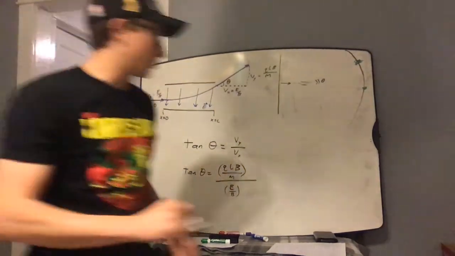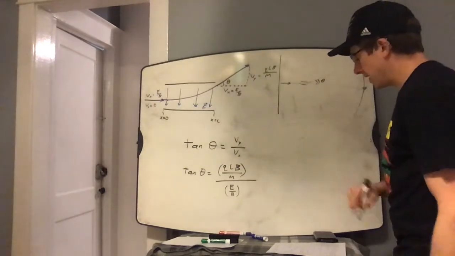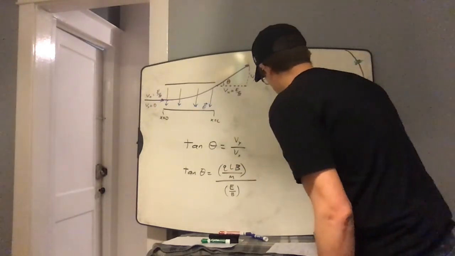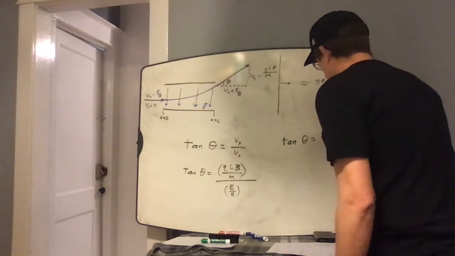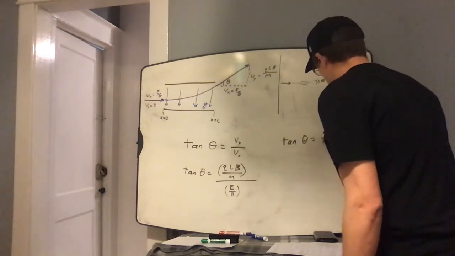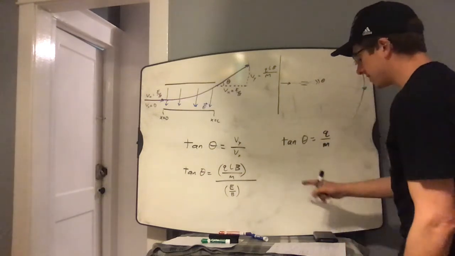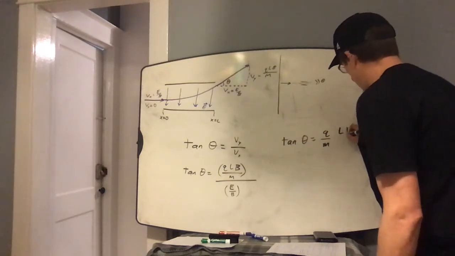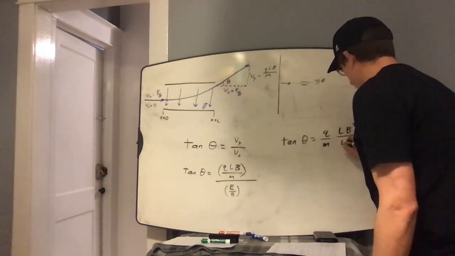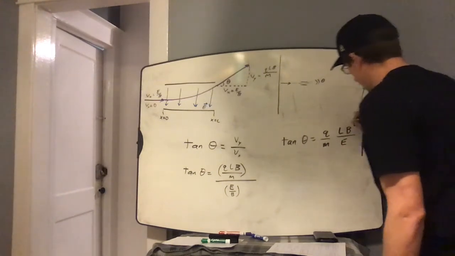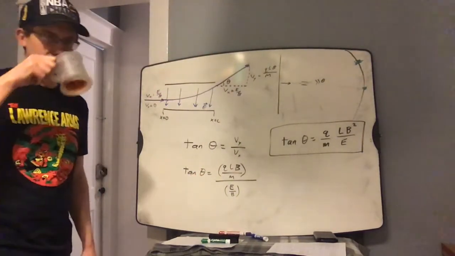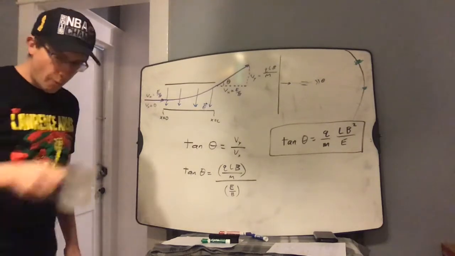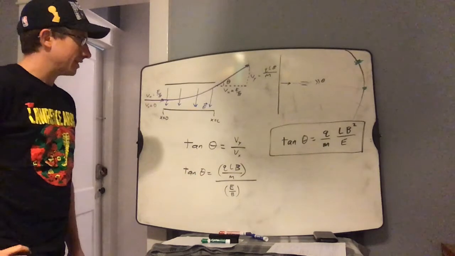And if I want, I could then rearrange this equation, and so I could get tangent of theta is going to be Q over M times L B squared over E. And this is my result. This is just fantastic.